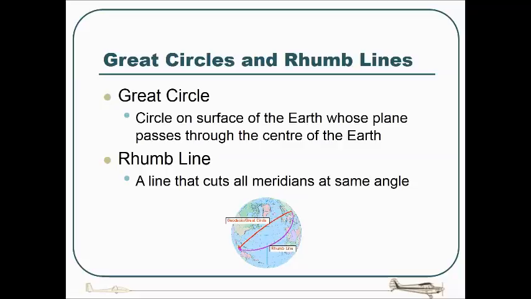Now, we're always told in school that the shortest distance between two points is a straight line. But when we're traveling on the surface of the Earth, we're actually not traveling in a straight line. We're traveling in a curved line, and that curve is based on the surface of the Earth. So if we want the shortest distance between two points over the surface of the Earth, what we need to do is a great circle. And the great circle is a circle on the surface of the Earth whose plane passes through the center.